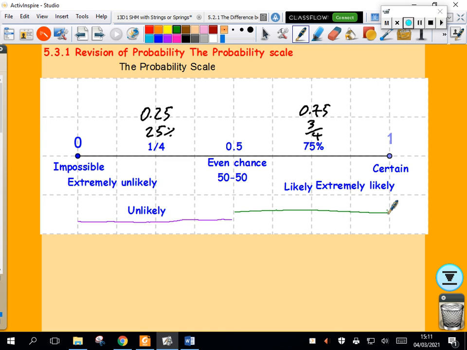So all these different phrases crop up all the time. We've got to be able to deal with them. That's the probability scale.